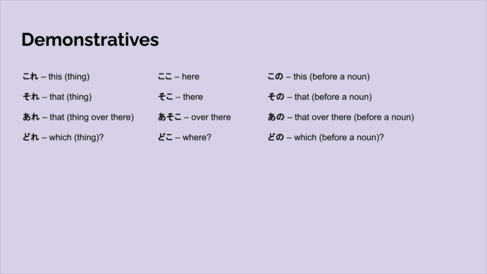This thing is kore, it's close to me. That thing is close to the listener, sore. That thing way over there that's far away from both of us is are. And then which one, being the question, is dore. So it's all the same pattern across the board.